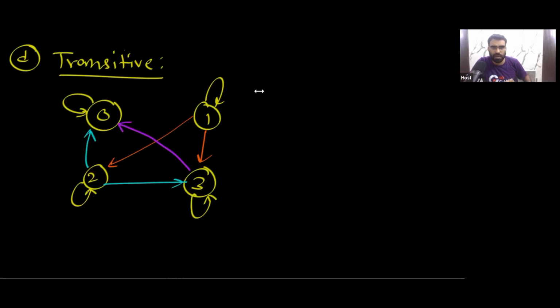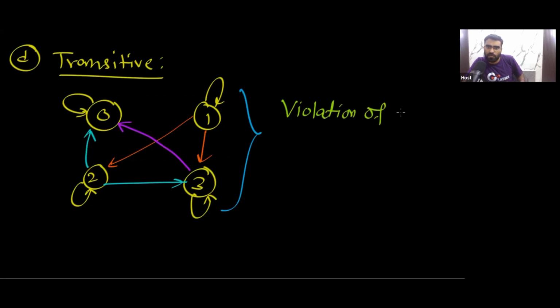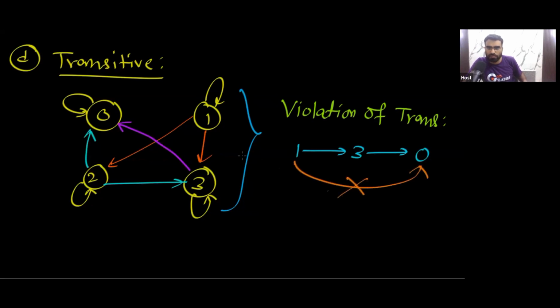Do we have a violation of the transitive property? Tell me, is there any violation? You can easily see that 1 is related to 3, 3 is related to 0, but 1 is not related to 0. Yes, there is a violation here. So this relation is not a transitive relation. Is this clear? Very simple point.